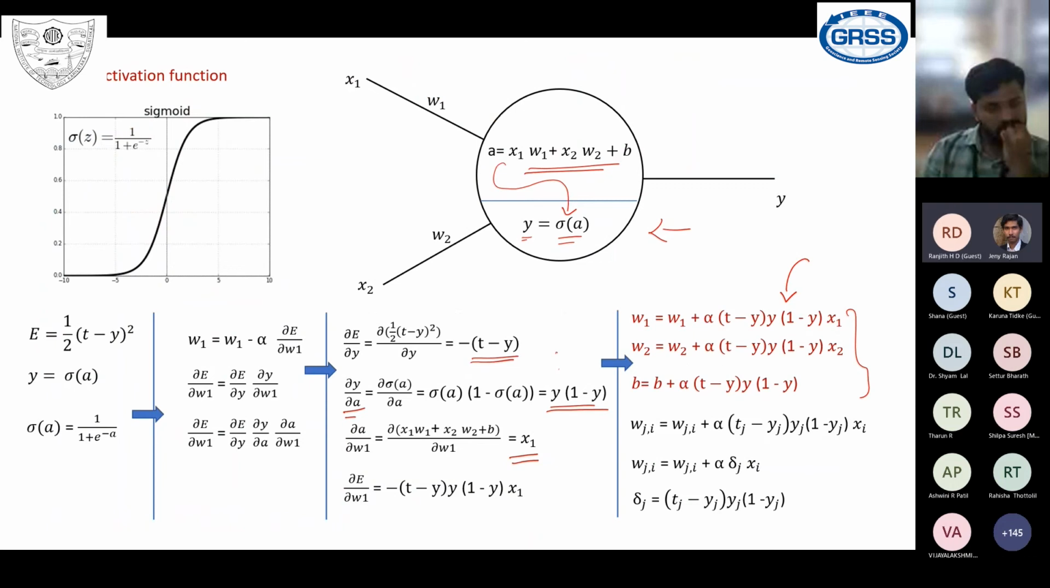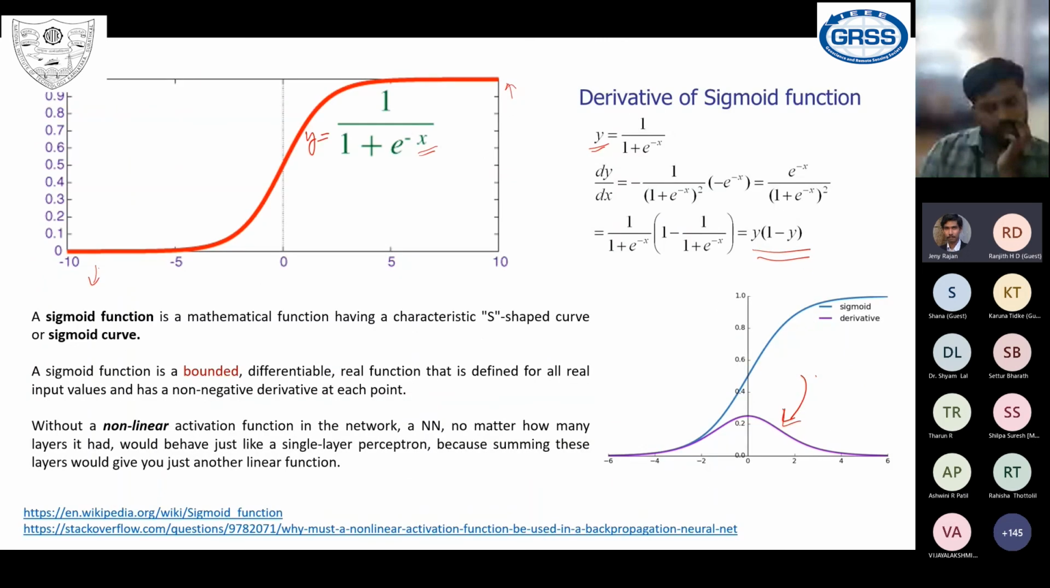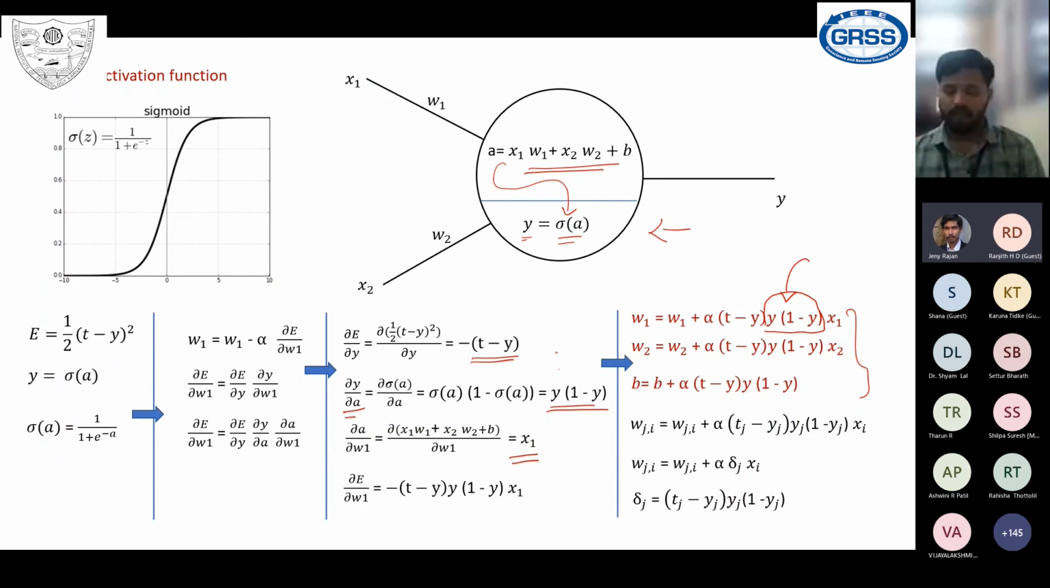Okay, so if you carefully observe these formulas, you can see that there is this y into 1 minus y, which is the derivative of the sigmoid. And if you observe this derivative of the sigmoid, you can see that these values are very small. So one problem with sigmoid neurons is that they are very slow. Very slow means it learns very slowly, and that is mainly because the derivative of the sigmoid neurons is small. And as a result, the weight updation will be very small. This is one drawback of a sigmoid.